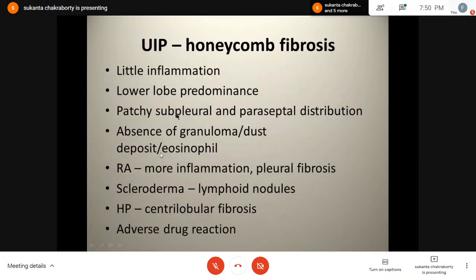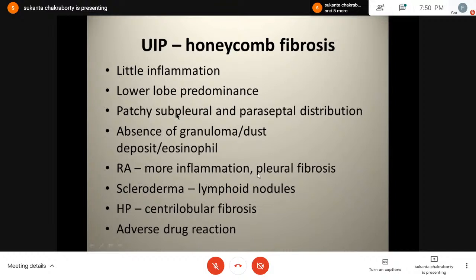So, what is UIP in a nutshell? A little bit of inflammation; inflammation is less or spotty in IPF. There is lower lobe predominance. There is patchy subpleural and paraseptal distribution. There is absence of granuloma or dust deposit or eosinophils. Presence of these things will indicate a different diagnosis, and to differentiate from the UIP pattern of connective tissue diseases.